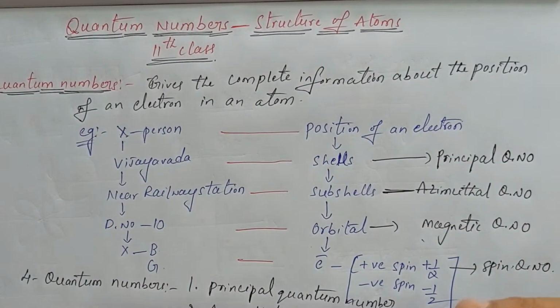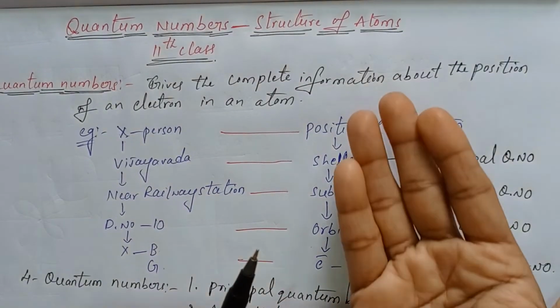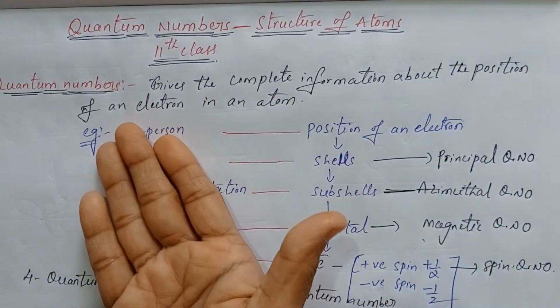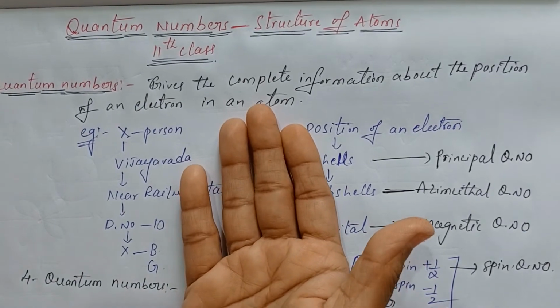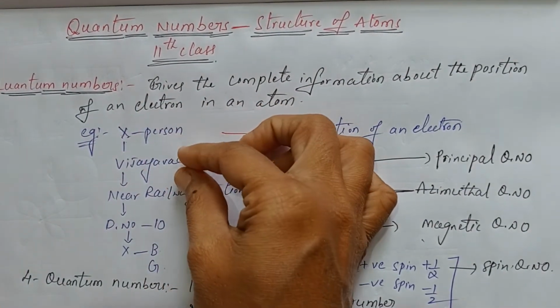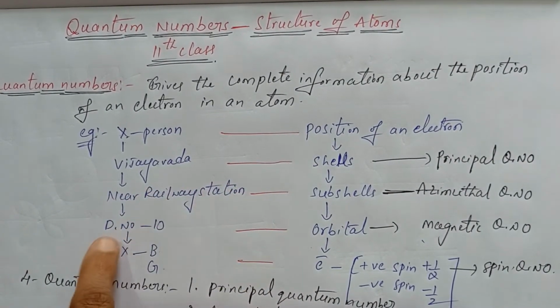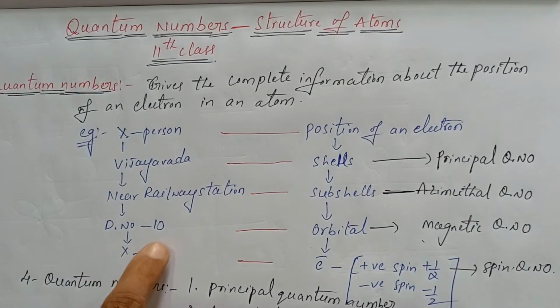Are you clear this one? So 4 quantum numbers give the complete idea about the position of an electron in an atom. Understanding? So X is a person, he is staying in Vijayawada. In Vijayawada, he is staying near the railway station, his door number is 10, and that person is a boy or girl. That is the analogy.